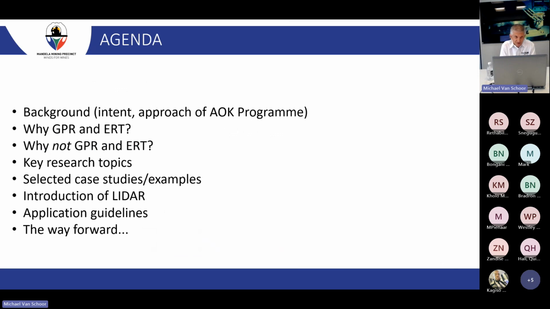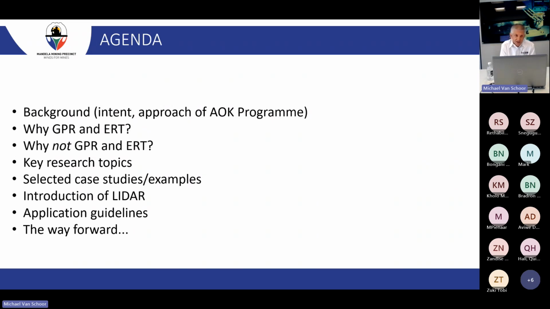So the topics that I'll cover today: I'll give some background about the AOK program, the intent, the approach of the program. Then I'll explain a bit why I will be focusing on GPR and ERT, those two technologies. I will explain why not GPR and ERT. You will understand when I get to the slide what I mean by that.